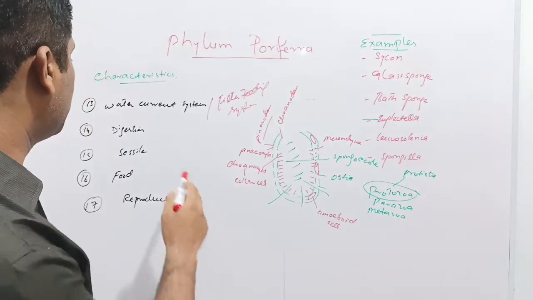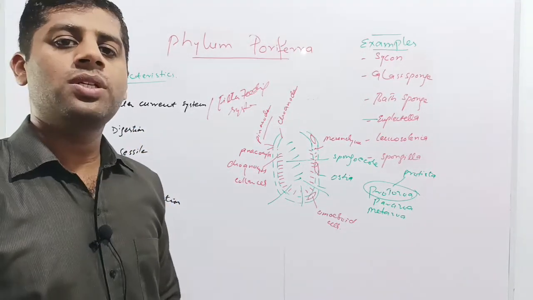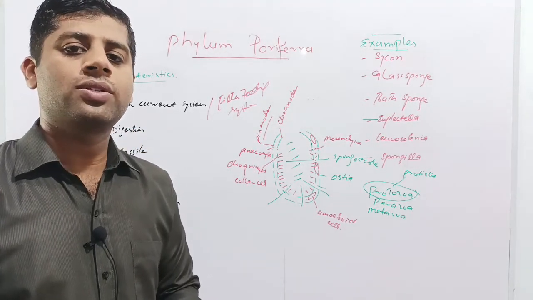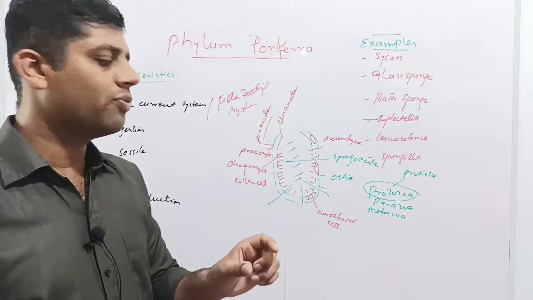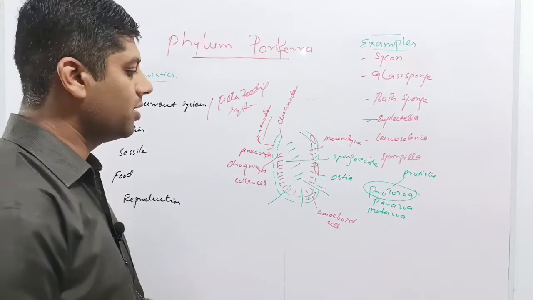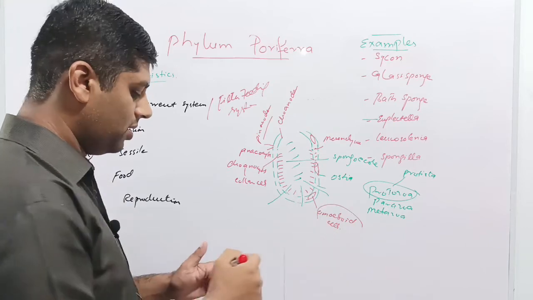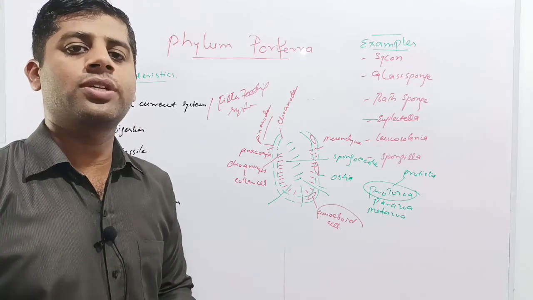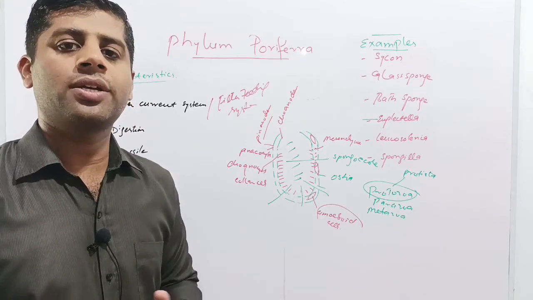Next is digestion. Sponges bear two types of digestion: the intracellular digestion within the cell having food vacuole, and the extracellular digestion in which the amoeboid cells help in the digestion of food. So two kinds of digestion are there: the intracellular digestion and extracellular digestion.